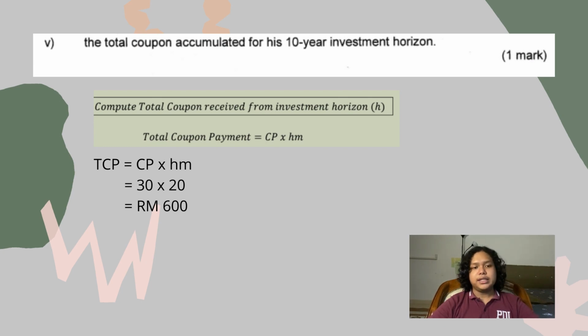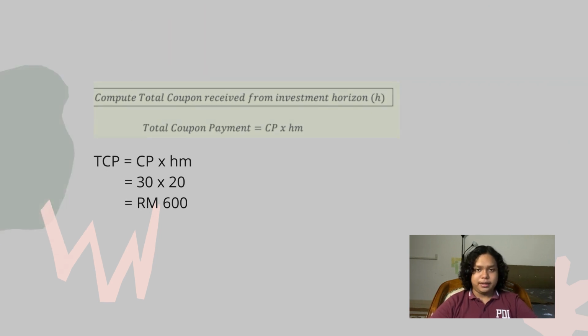Moving on to question number 5. The question requires us to find the total coupon accumulated for his 10-year investment horizon. To do so, we have to compute total coupon received from the investment horizon. First, we use the formula total coupon payment, which is CP multiplied by Nm. The calculation would be 30 multiplied by 20, and the answer is 600 ringgit.